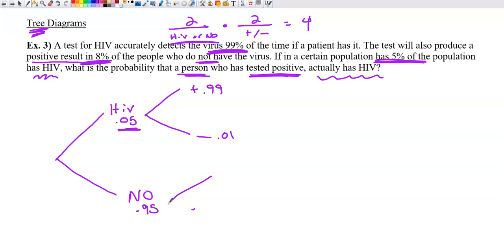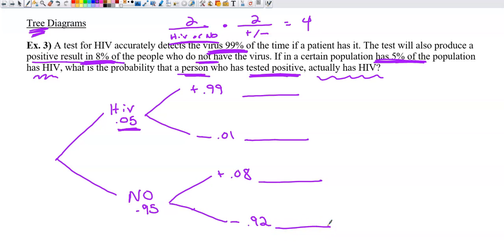If I don't have the HIV, I still could get a positive result. I still could get a negative result. It's telling me it gives me a false positive 8% of the time. Again, watch out for your decimals. That'll cause you problems. And that means I get a negative test, a correct negative 92% of the time. One of the biggest mistakes I see is you guys stop there. You've identified it as a tree diagram and you stop there. I have not done anything but organize my information. The information I really want are the probabilities of both of these things happening.